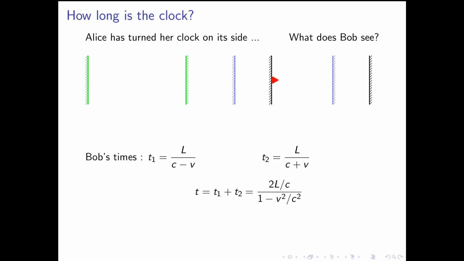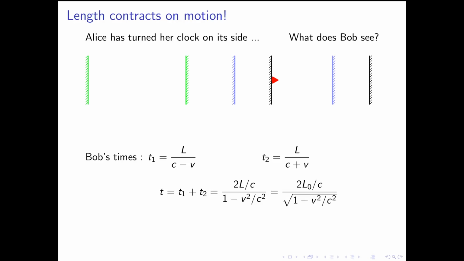However, because Alice is present at both events, Alice's time measurement, twice L0 by C, is actually the proper time measurement. Bob's is not. So the two have to be related by the time dilation formula, and so you end up with the result that twice L by C by 1 minus V square by C square, which was Bob's time measurement between these two events, must equal Alice's time measurement, twice L0 by C, divided by the time dilation factor, square root of 1 minus V square by C square.